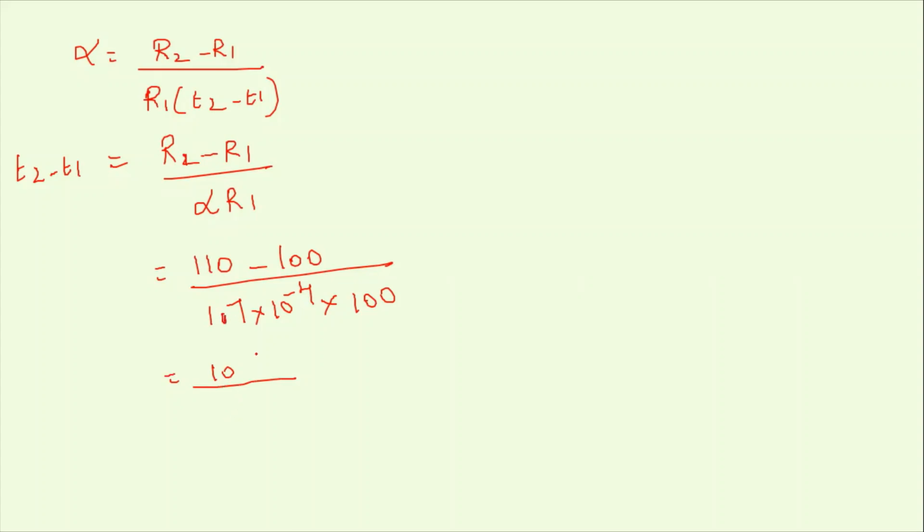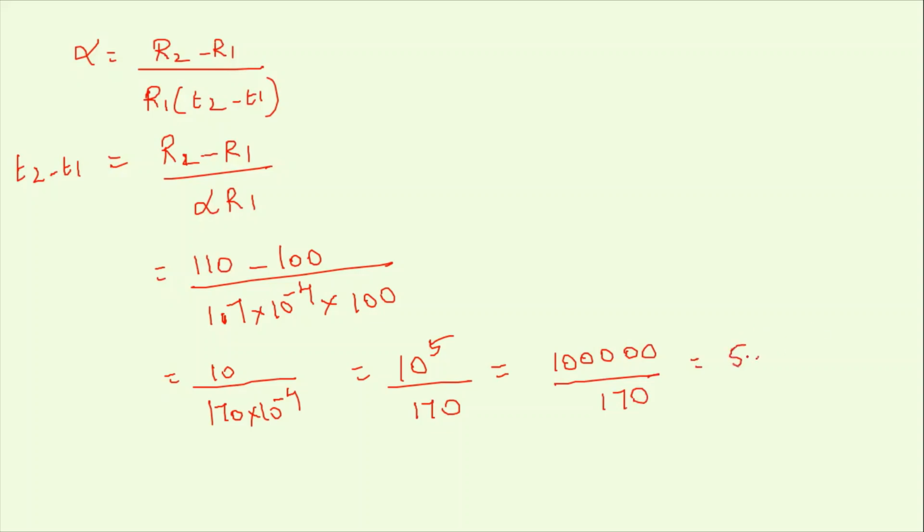So 1.7 into 100 is 170, so 170 into 10 power minus 4. When you are dividing this, bring the 10 power minus 4 to the numerator, and it becomes 10 power 5 by 170. So you will get 588.23. You can round it off to 588 degrees Celsius.